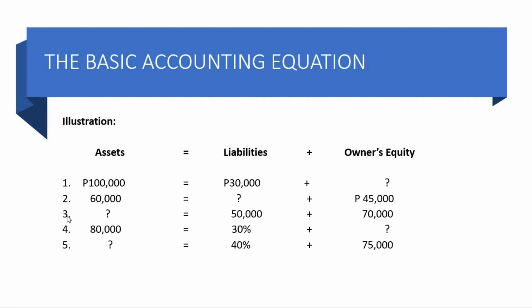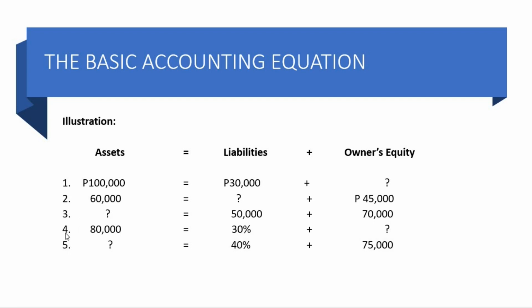Okay? So, the third illustration. Here, your assets are not given. This is the missing element. Your liabilities are 50,000. Your owner's equity is 70,000. So, if you add 50,000 and 70,000, of course, you will get 120,000. So, that is considered your total assets.